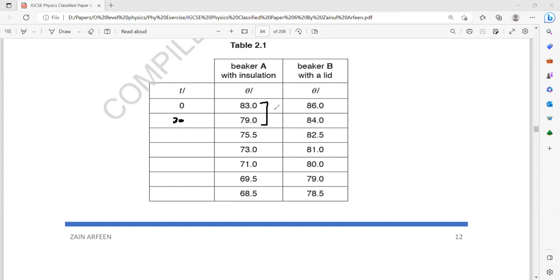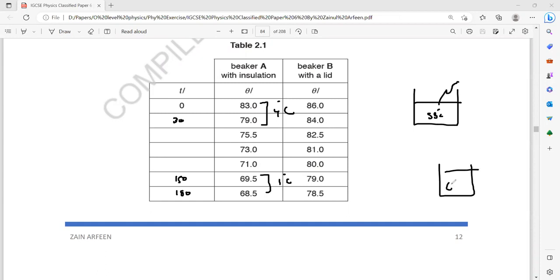So what is the temperature change in the first 30 seconds? 4. But when you check the last 30 seconds, like this was 150 and 180, what is the temperature change? Only 1. So what it shows is that if the liquid has a higher temperature, it will cool down faster. If a liquid has a lower temperature, it will take longer to cool down. So the rate of heat loss, or rate of cooling, depends on the temperature of the liquid. If a liquid is hot, it will have a greater rate of cooling as compared to a liquid at low temperature.